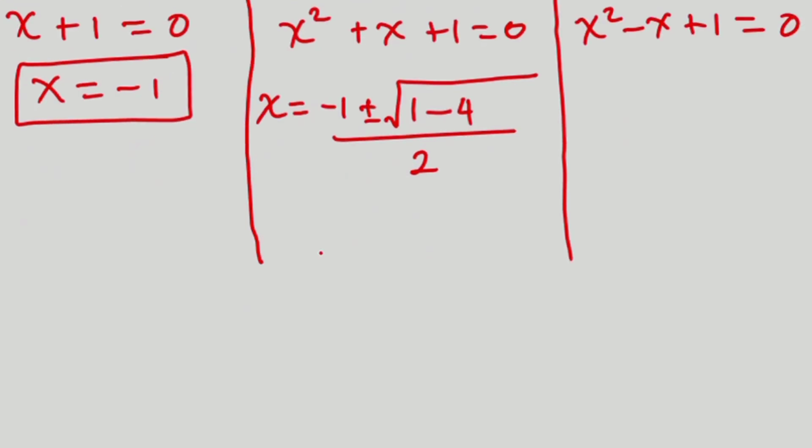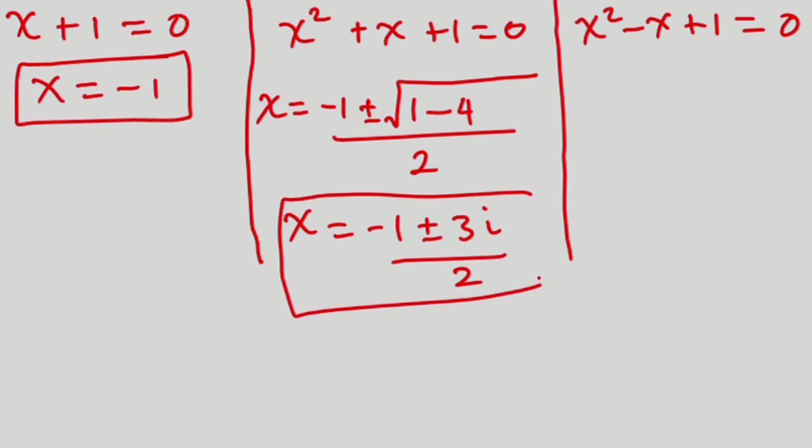And if we simplify this further, we have x is equal to minus 1 plus or minus. Now the whole of this one is going to give us negative 3, square root of negative 3, that is 3i, all divided by 2. And these are the two solutions that we have gotten for this equation right here. Now lastly, we're going to have to change the marker.